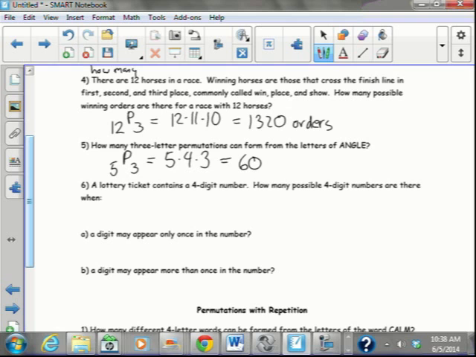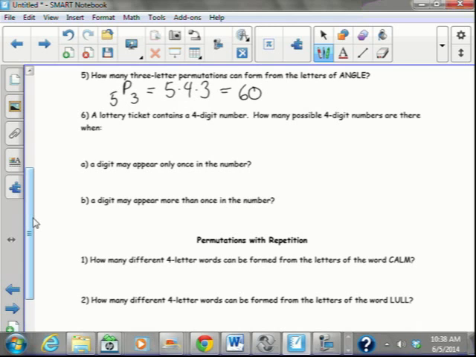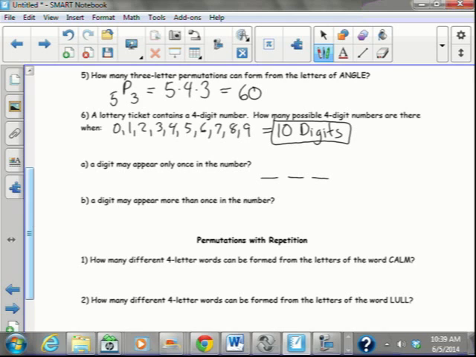So now we have: a lottery ticket contains a 4-digit number. How many possible 4-digit numbers are there when a digit may appear only once in the number? And when a digit may appear more than once in the number? All right, so how many digits are there? Well, there's 0, 1, 2, 3, 4, 5, 6, 7, 8, and 9. That's 10 digits, something you want to keep in mind. So the lottery ticket contains a 4-digit number, so we have to fill 1, 2, 3, 4 spots.